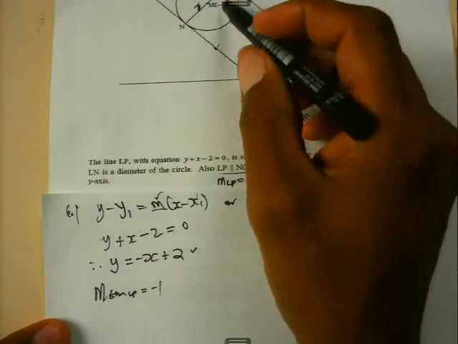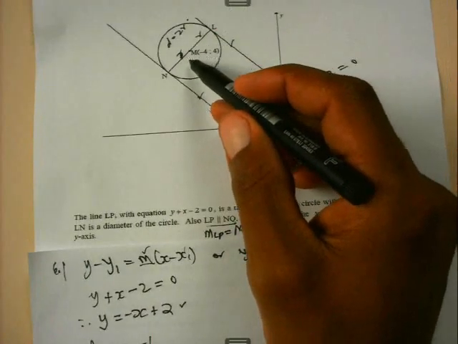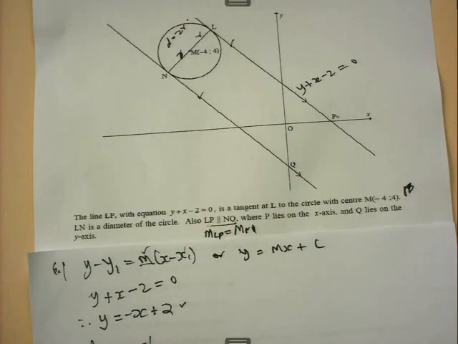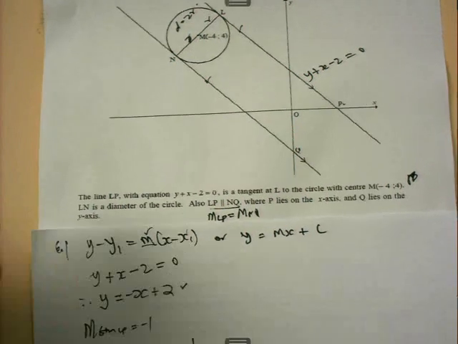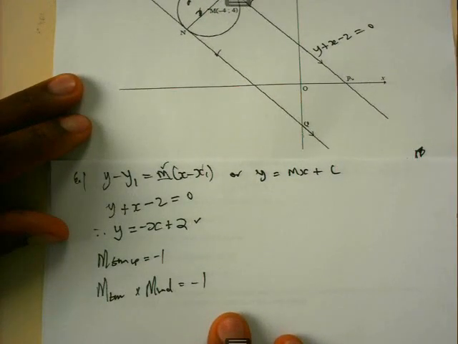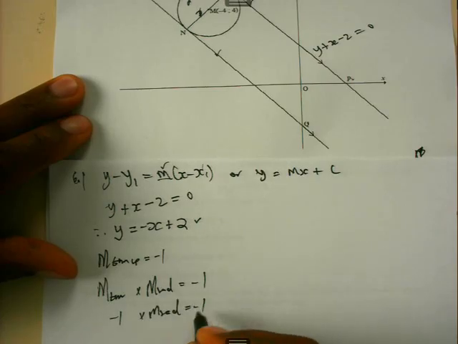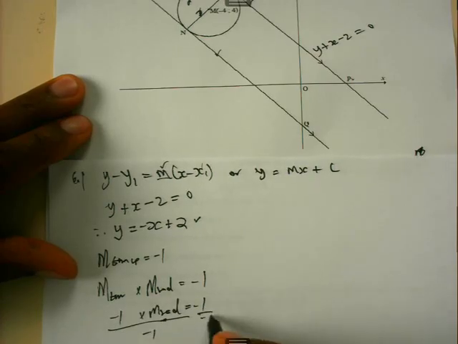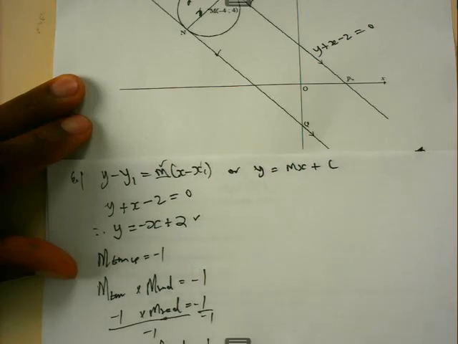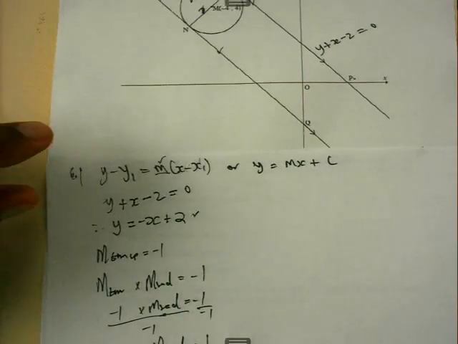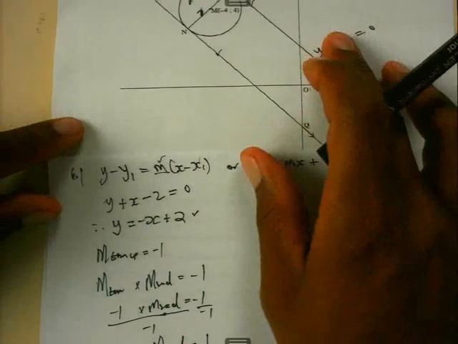Because the tangent is perpendicular to the radius, we know that m tangent multiplied by m radius is equals to -1. Therefore, our tangent gradient there is -1. Then we multiply by the radius gradient, which is -1 as well. Then divide both sides by -1. Therefore, m radius here is equals to positive 1. Why? It is very important always to remember that the tangent is perpendicular to the radius.